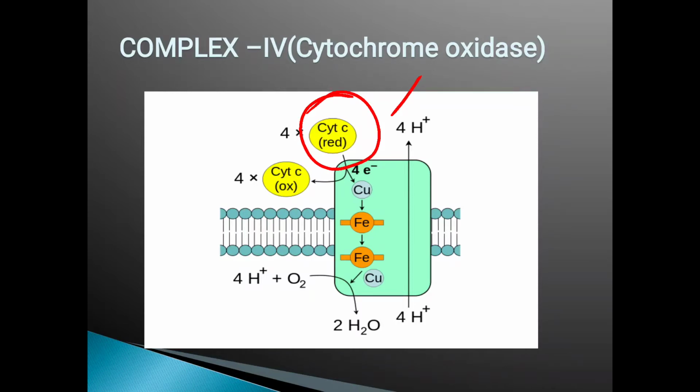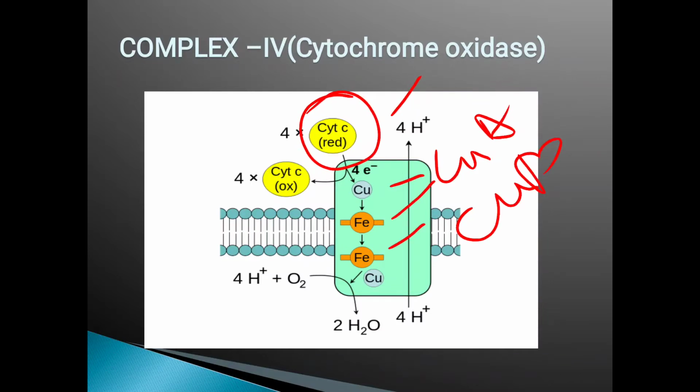So 4 electrons are moving towards a copper. Here we are having the copper A component as well as a copper B component. So first electrons are moving towards a copper A, then towards a copper B, and then towards the iron or the heme group. Okay, the electrons are moving towards the heme group like that.